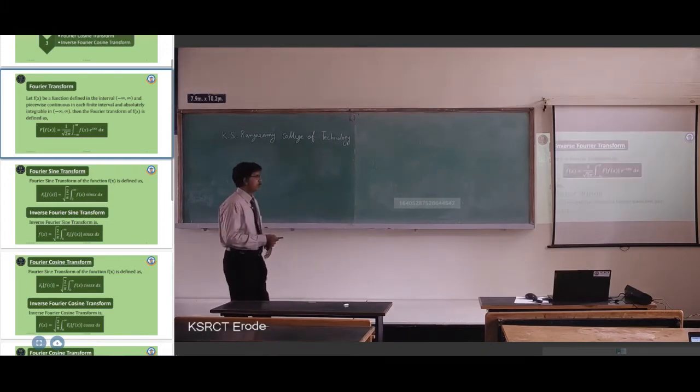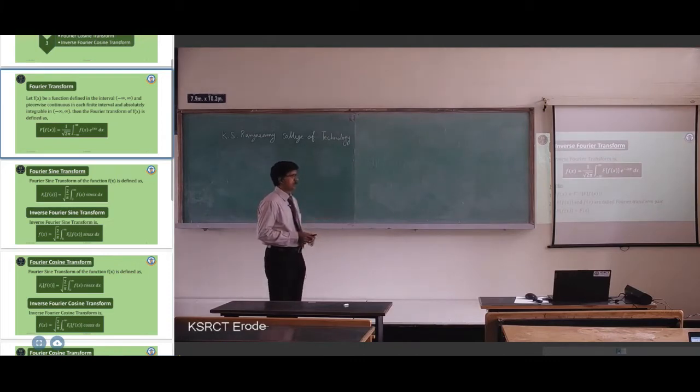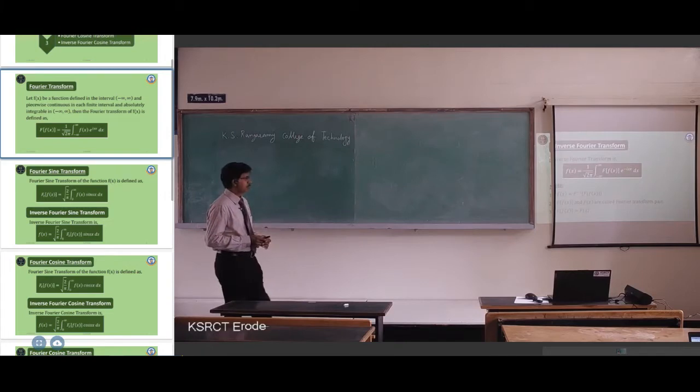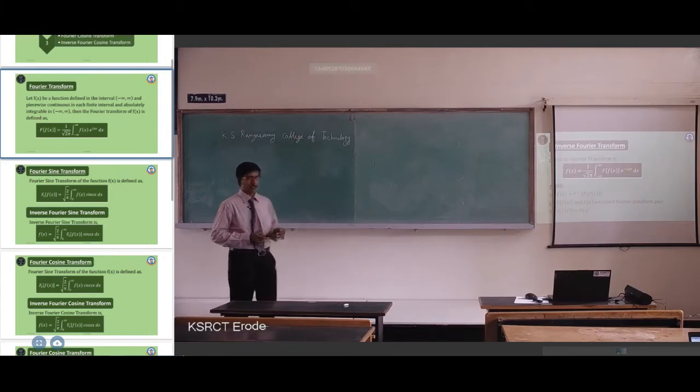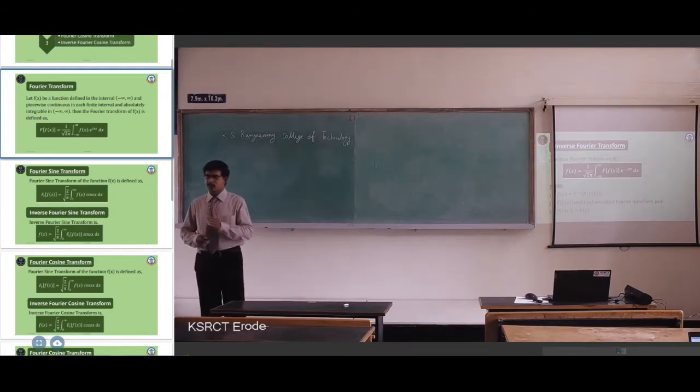And we have to go for inverse Fourier transformation also. So inverse Fourier transformation is nothing but f of x is equal to the same 1 by root of 2 pi integral minus infinity to plus infinity F of s into e power minus isx ds. So Fourier transformation of the given function has been represented in the form of F of s, and f of x is nothing but the inverse of that particular Fourier transformation. Clear?